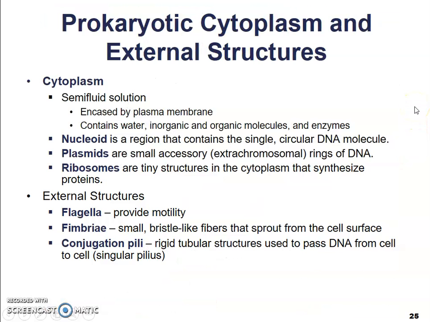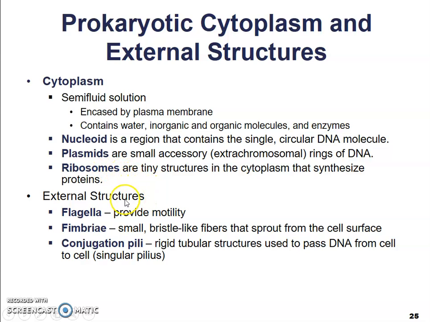Prokaryotic cytoplasm and external structures. The cell is filled with cytoplasm, which is a semi-fluid solution. It's encased by the plasma membrane. It contains water, inorganic and organic molecules, and enzymes. It also contains a nucleoid region, where it contains the DNA, a single circular DNA molecule. That is not all the DNA that is in there. There are small pieces of accessory DNA called plasmids. There are ribosomes, where proteins are made.